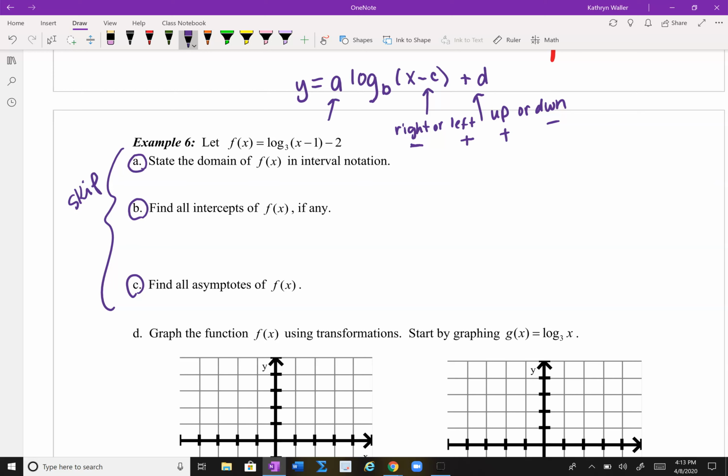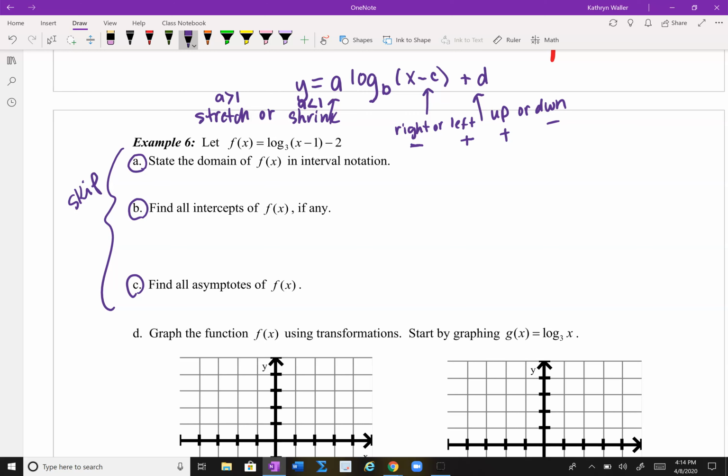And then the a, if there's something there that's not a 1, it's either a stretch or a shrink. It's going to be a stretch if a is greater than 1, and it's a shrink if a is less than 1. And if it's equal to 1, then it wouldn't be a stretch or a shrink. It would just be normal, okay?